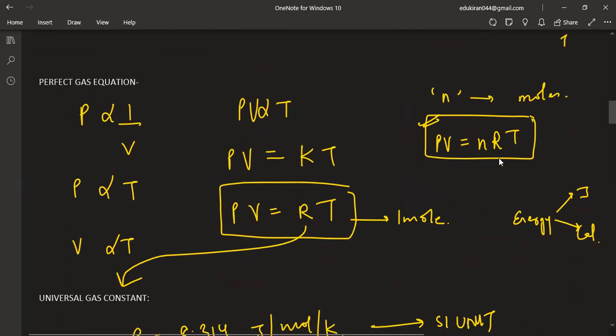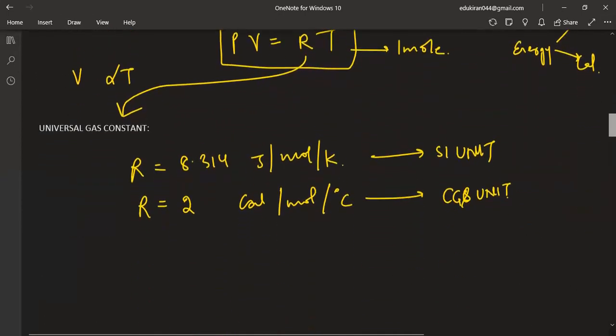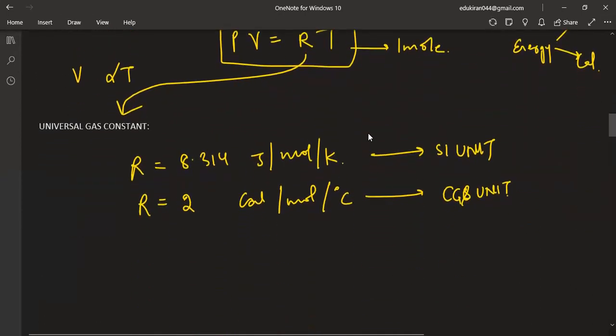n is the number of moles. R is the universal gas constant. So you will be using two values of it. R in SI units is joules per mole per Kelvin. So in questions, how do you decide whether to use 2 calories per mole per degree Celsius, the CGS unit, or to use 8.314 joules per mole per Kelvin?